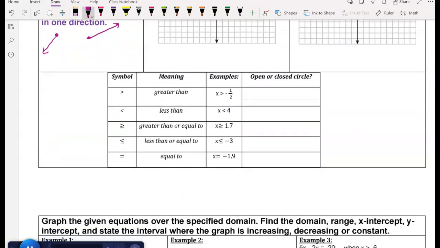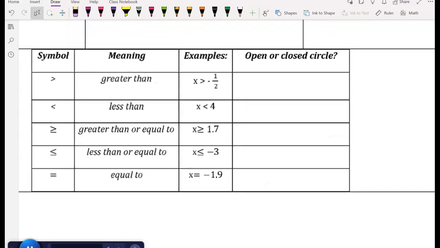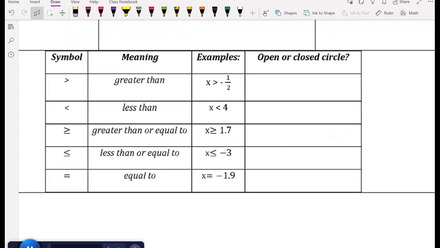Now we have some symbols here, and please don't forget to pause anytime you want to finish writing down. The first symbol we have is called greater than, and an example is going to be x is greater than -1/2. So if we were to draw a number line, here is going to be -1/2, and because we don't have an equal, it's going to be an open circle, okay? And it's going to go to the right. So for this one, open circle.